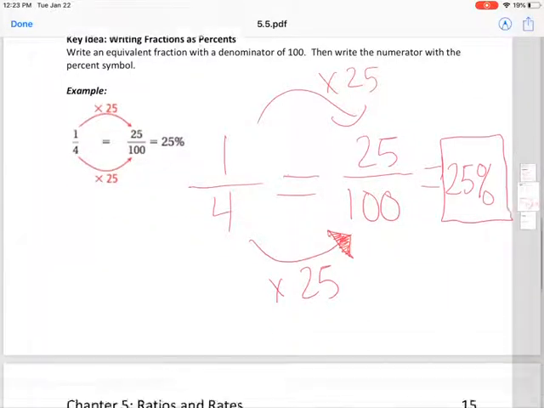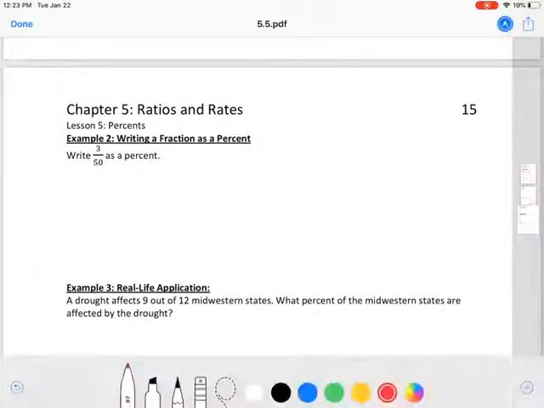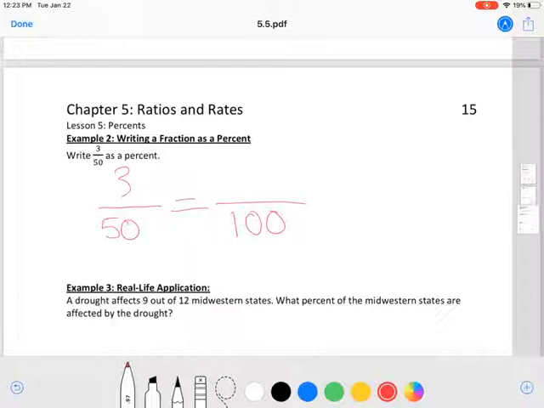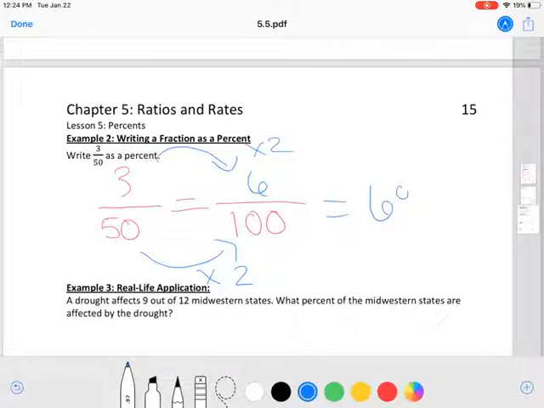So let's try this on the next one. It says to write 3 over 50 as a percent. So first I'm going to rewrite this 3 over 50, and I'm going to make it equal to a fraction with the whole as 100. All right, so what do you have to multiply 50 by to get to 100? We have to multiply by 2. And if we multiply the bottom by 2, we have to multiply the top by 2. And 3 times 2 is 6, so I have 6 over 100, which is, as a percent, 6%. So that's my answer there.